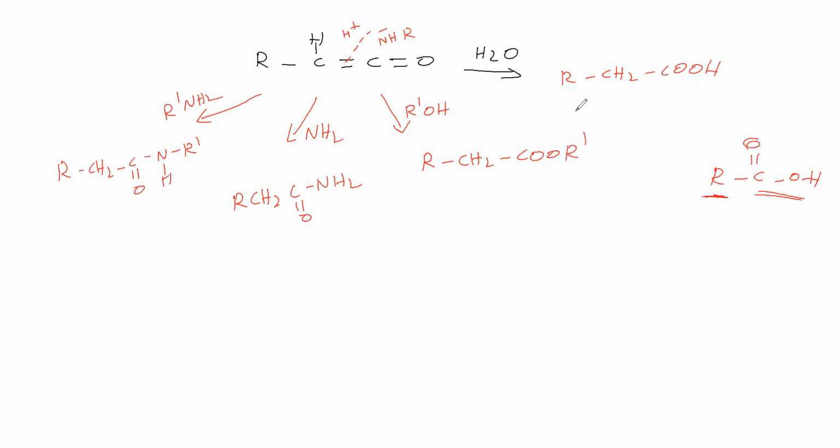So in all the products you see, between R and CO, CH2 will be introduced. One CH2 here, here, and here. Then this OH will be as it is here. In this one, the OH is converted into OR dash. This OH is replaced by NH2. This OH is replaced by NHR dash. Like this, we get different products in this Arndt-Eistert reaction.